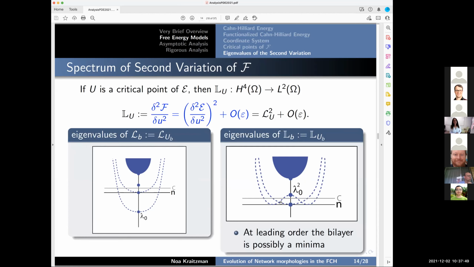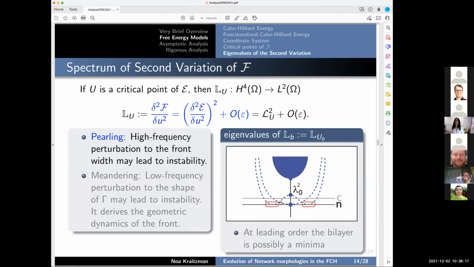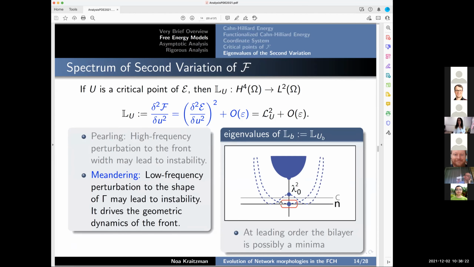So if U is a critical point of Cahn-Hilliard, then the second variation of the functionalized Cahn-Hilliard free energy is actually at leading order the square of the second variation of Cahn-Hilliard, which means that all the spectrum of the bilayer is now positive. So at leading order, we can say that the bilayer is a possible minimizer for the functionalized Cahn-Hilliard free energy. It is, however, sensitive to high frequency perturbation, which will lead to pearling, as well as low frequency perturbation, which will lead to geometric motion.